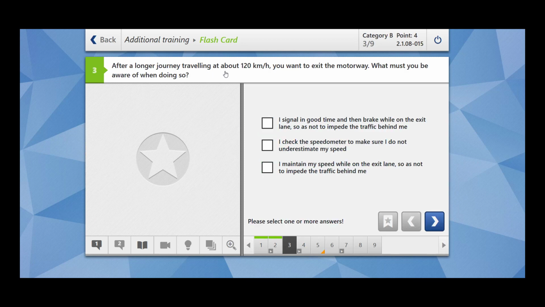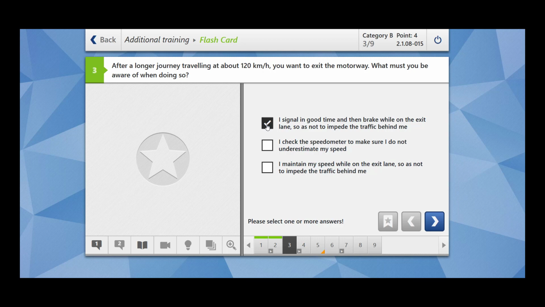After a longer journey, traveling at about 120 km per hour, you want to exit the motorway. What must you be aware of when doing so? I'll signal in good time and then brake while on the exit lane so as not to impede the traffic behind me. This is the correct option.